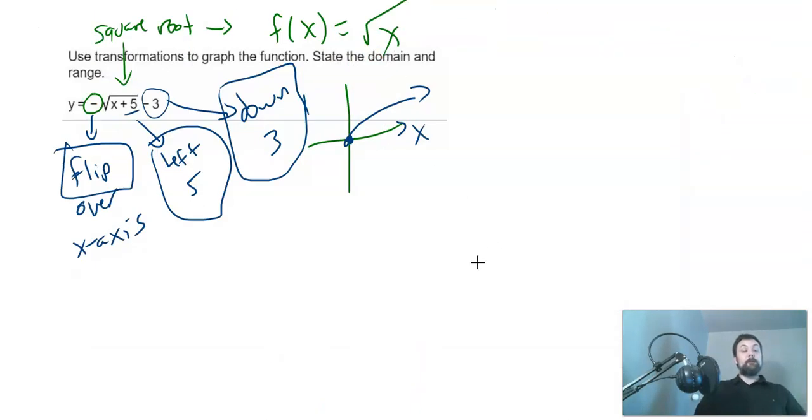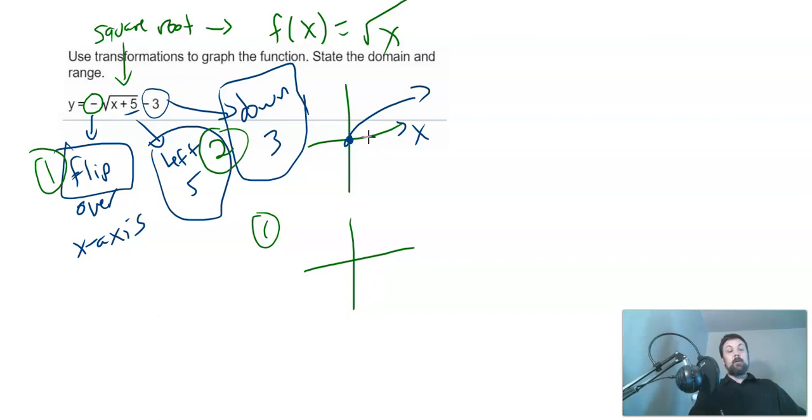And then we'll do the stretching or shrinking last, of which we don't have any in this particular example. So we'll flip it over first. And when I say we do that first, we do that separate. So don't try to do all of these at the same time. Let's just do the reflection first. So let me number these 1, and then we'll do these 2 together for step 2.